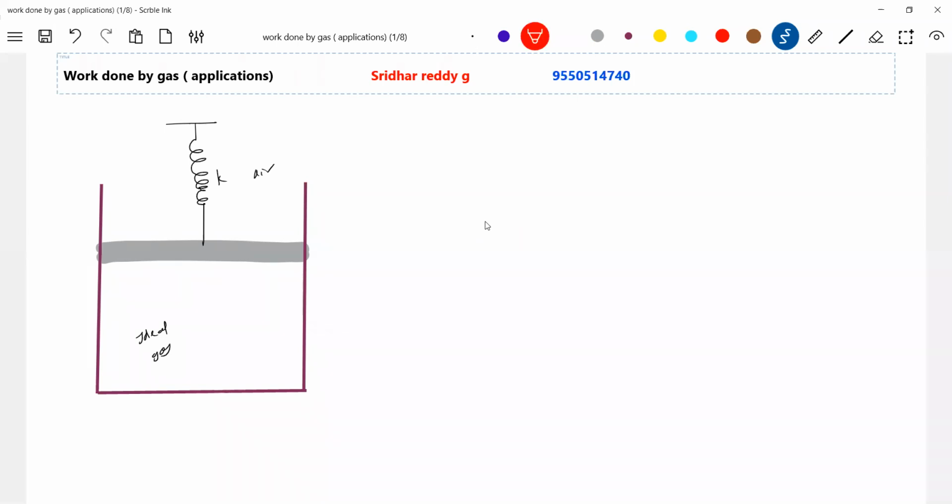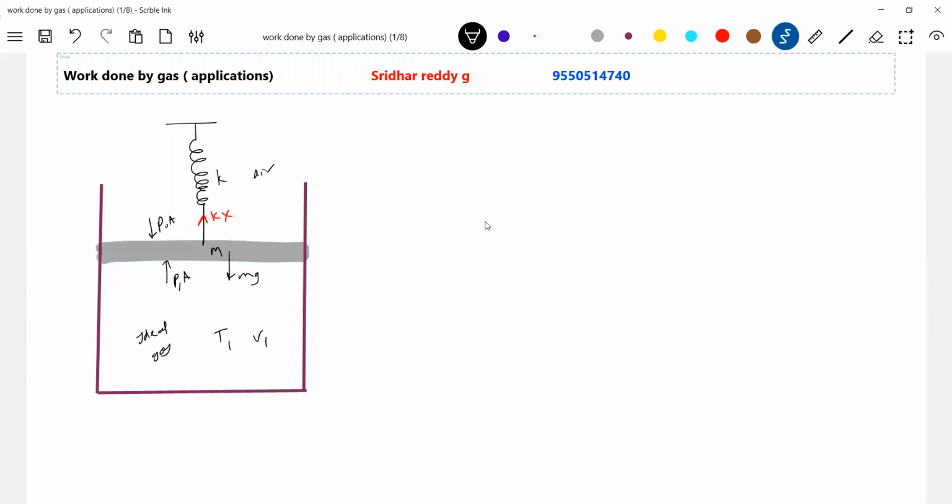So the spring is elongated, spring force will act. Then what are the other forces? The weight of the piston, mg, the pressure force of the atmosphere, P naught A, and the pressure force of the gas, PA. Initial pressure, volume V1, temperature T1. Initial pressure, let it be P1.